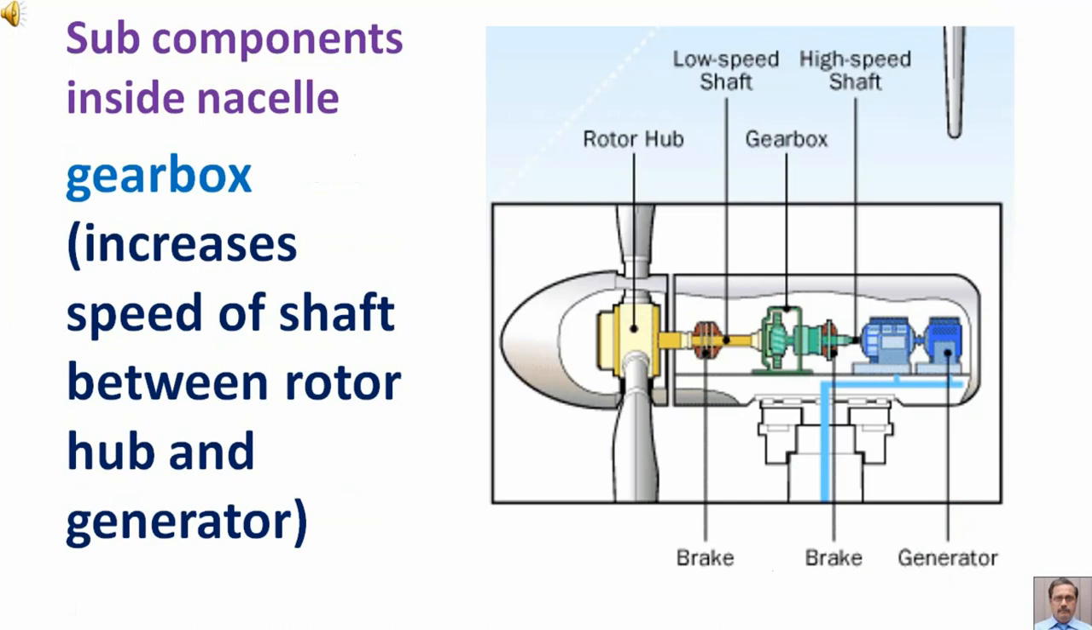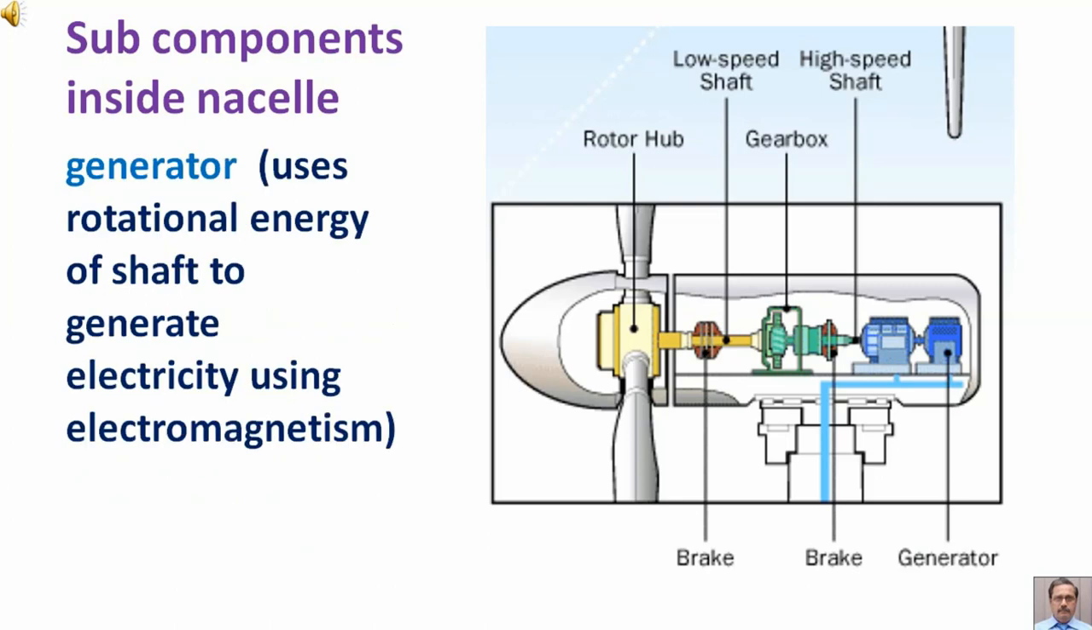Sub-components inside nacelle. Gearbox increases speed of shaft between rotor hub and generator. Generator uses rotational energy of shaft to generate electricity using electromagnetism.